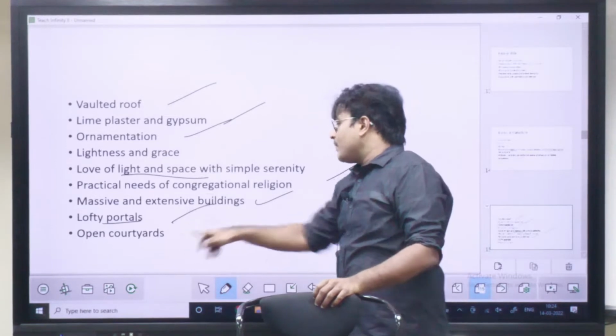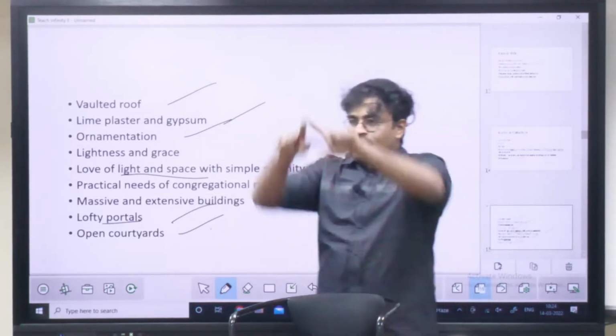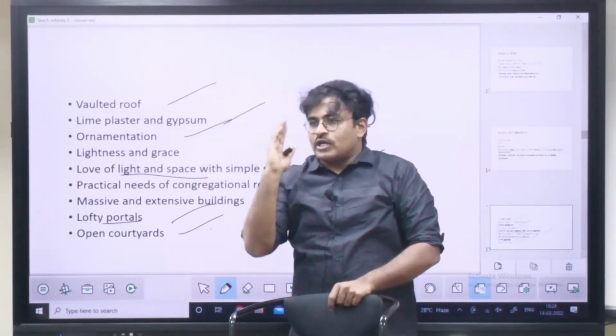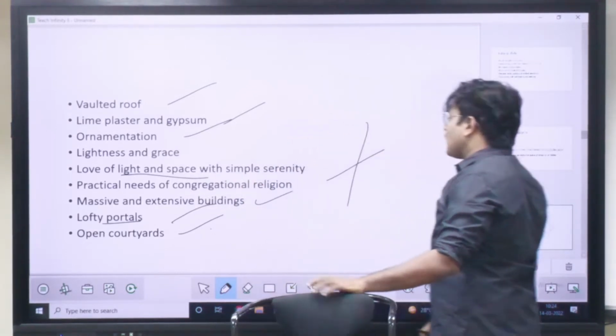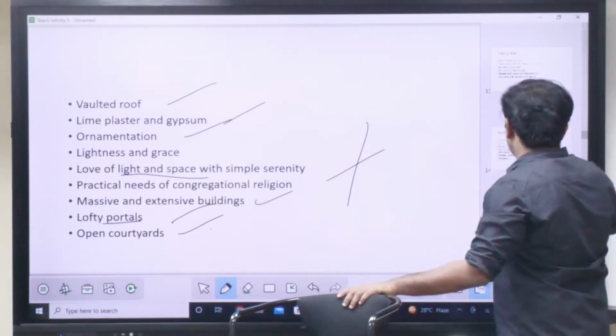Along with that, open courtyards are also present. The Taj Mahal is placed in a garden, with running water at the center and greenery on both sides. So all of these things are done. Open courtyards and lofty portals were constructed.